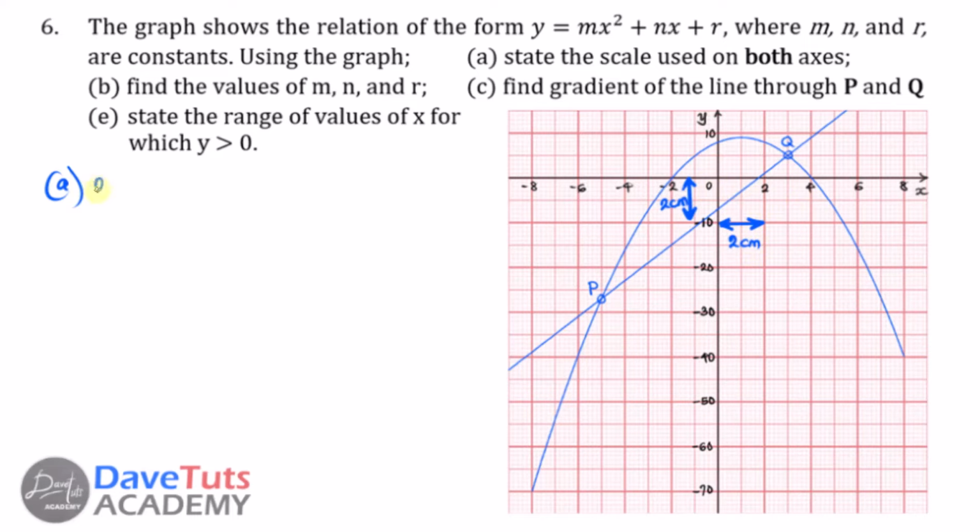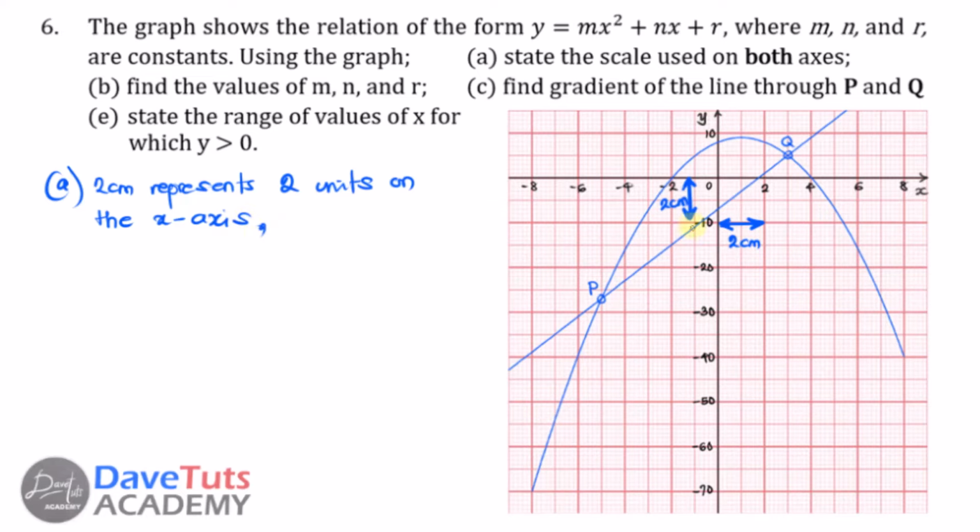We can say 2 centimeters represents 2 units on the x-axis, and this is how to just write it out, okay?